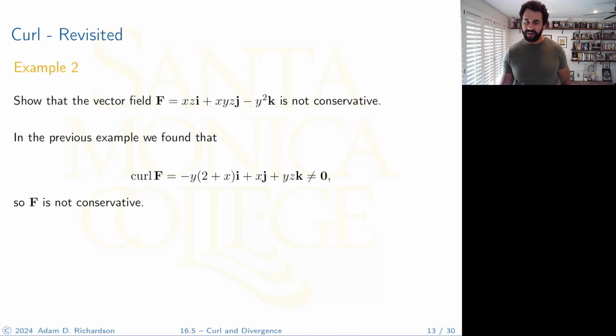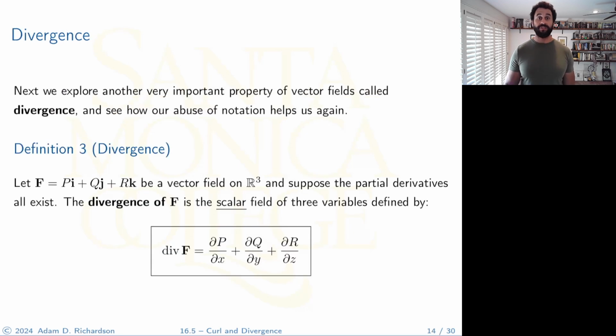Okay, so that ends our discussion of curl for now. Now we need to go to a new concept called divergence. This is another very important property of vector fields. And again, we're going to see how this abuse of notation can really help us. I realize these are abuses of notation, but the results are very natural, so that's why we allow ourselves to do it. It's not too much of a leap to change something like multiplication into a function application, right? The intuition follows, the mathematics follows, and everything works out nicely.